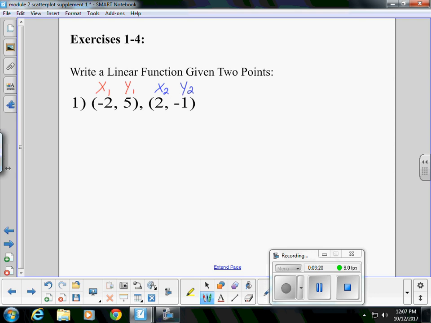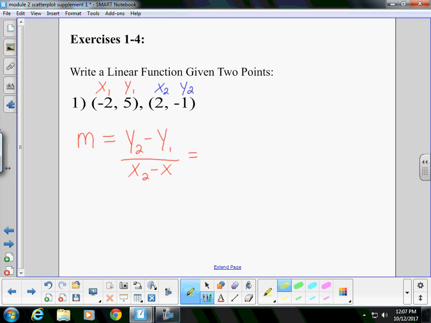Okay, the little 1s and 2s just stand for the first point and the second point. So the first thing that we're going to find is our slope. And the slope formula is y2 minus y1 over x2 minus x1. So we're going to plug in our y's on the top and our x's on the bottom. So on the top, I'm plugging in my y's. Now we start with the y2 and go to the y1. So I'm going to start with -1, and then minus, that's the formula, 5.